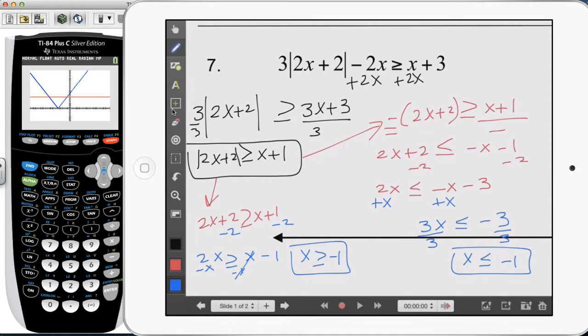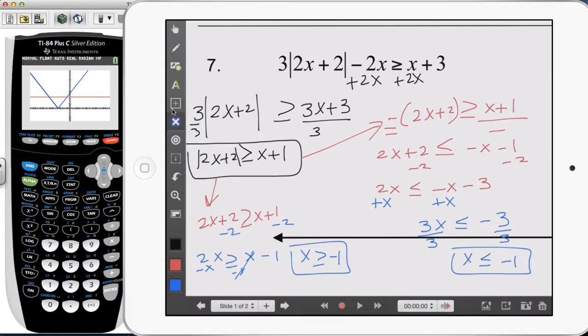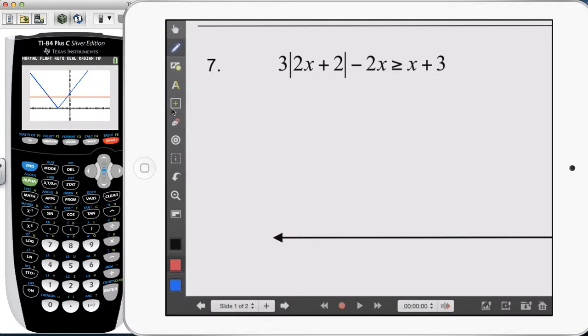So let's try to graph this on the number line. I might need to make some space, so let me erase. Okay, so both of them, so I have one to be less than or equal to negative 1 and another to be greater than or equal to negative 1. So as you can see, my solution seems to be the whole number line, so it's an infinite solution.